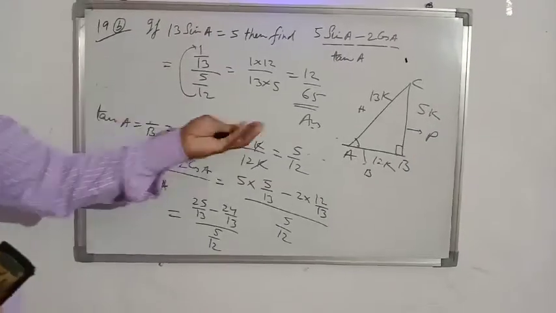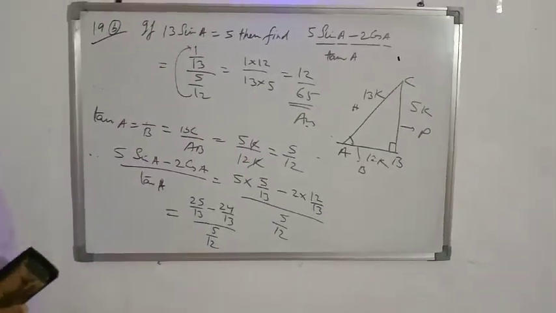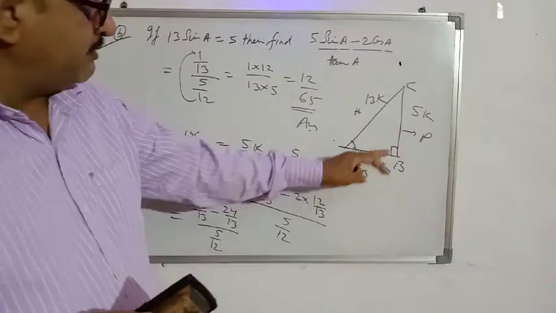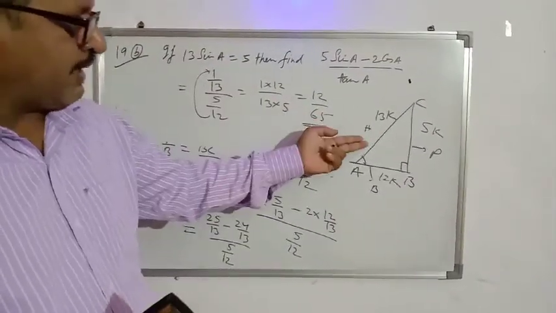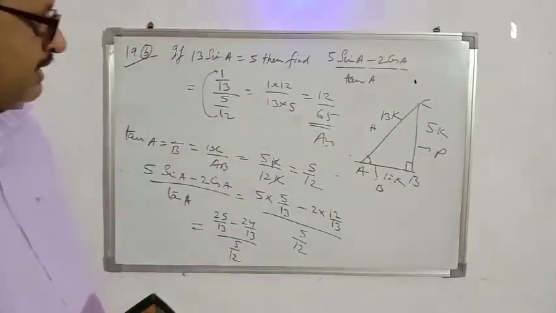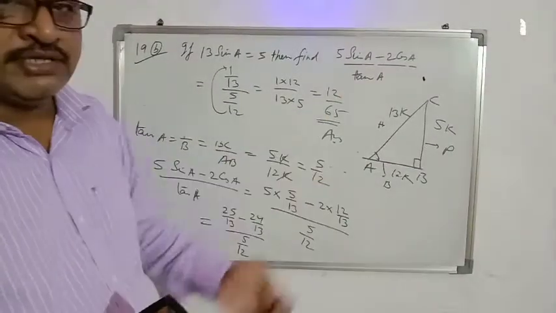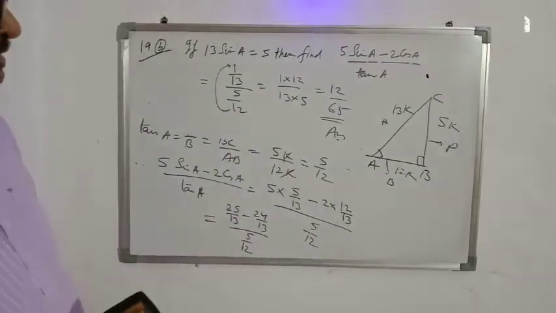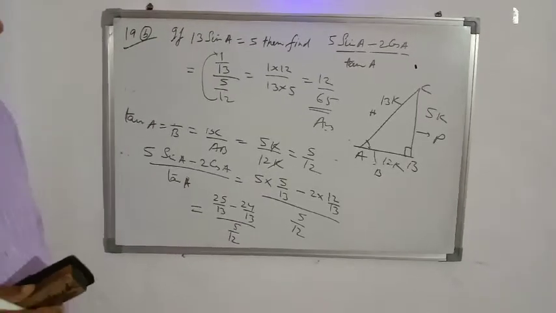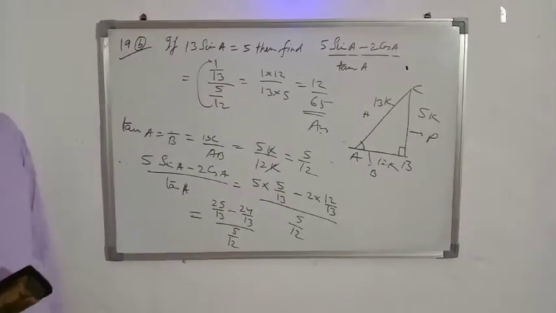So in every question we have to make a right angle triangle. Two sides will be given in the question. Using Pythagoras theorem, find the third side, and after finding the third side, we can write any trigonometric ratios. So do some questions yourself. Some more questions we will discuss in the next video.